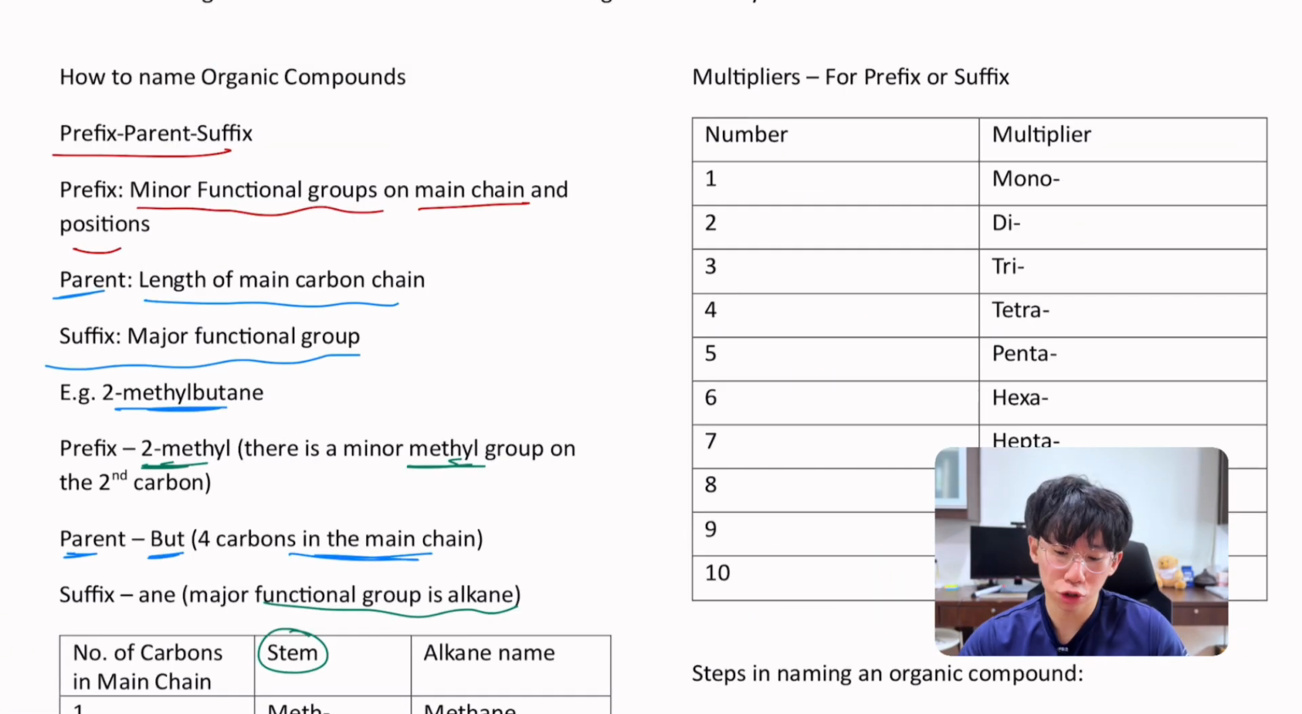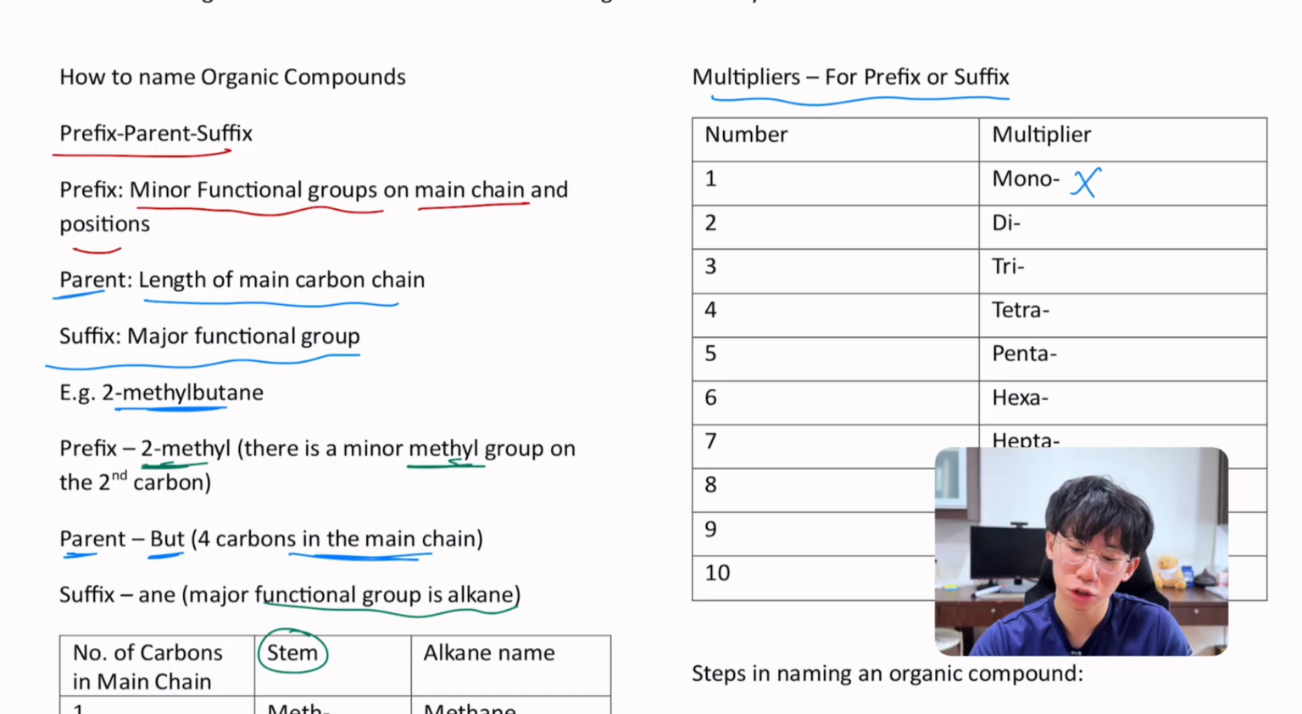And you have multipliers too that you have to know. Typically for 1, we don't need to put mono. Sometimes when you have the same functional group that is repeated, you have to put a multiplier like di, tri, or tetra. Usually we see up to tetra only in an organic compound, and so on and so forth. With all this in place, we can move on to the steps in naming your organic compound.